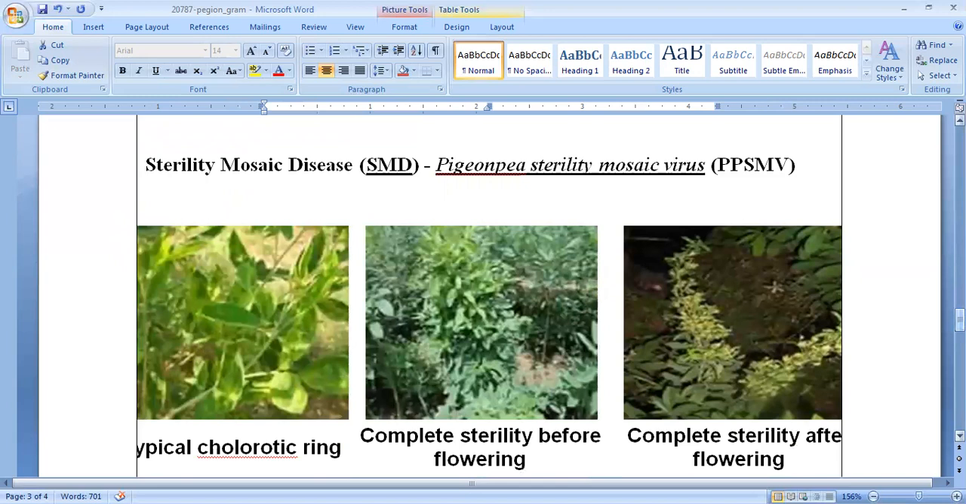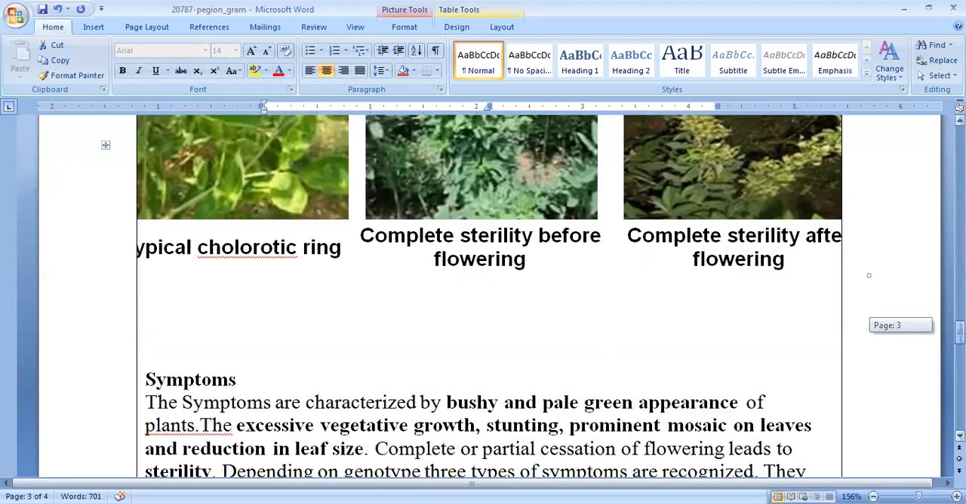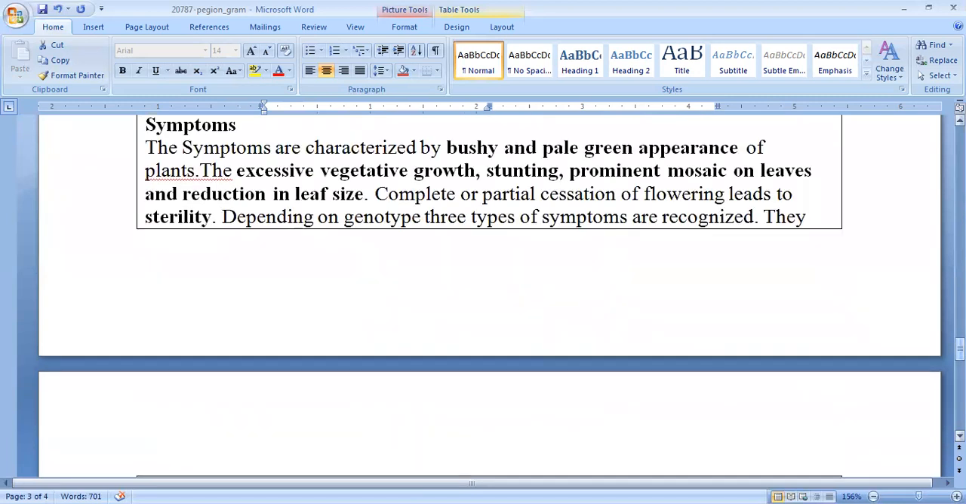Another disease we have is sterility mosaic disease, a very important disease because it produces sterility in the plant. The causal organism is the pigeonpea sterility mosaic virus, and the typical symptoms are chlorotic rings on the leaves, and complete sterility before flowering or complete sterility after flowering. So the plant gets a bushy and pale green appearance due to excessive vegetative growth. Stunting and prominent mosaic symptoms are seen on the leaf, and there is reduction in leaf size. There is complete or partial cessation of flowering, leading to sterility.